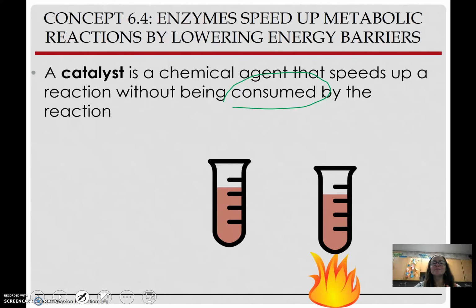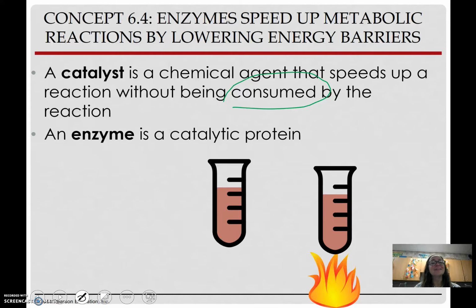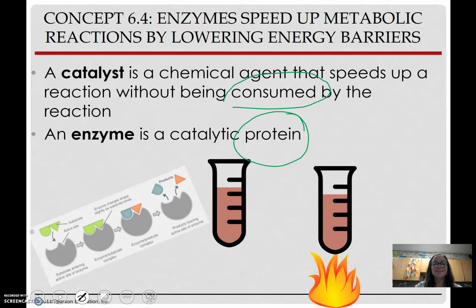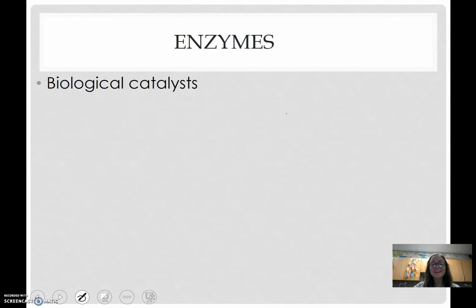So it wouldn't make sense in biology to use heat to speed things up inside of our bodies. So instead, we use enzymes. Enzymes are proteins, and they are catalytic. So they are a catalytic protein that speeds up chemical reactions. All right, and so let's go ahead and talk about them.